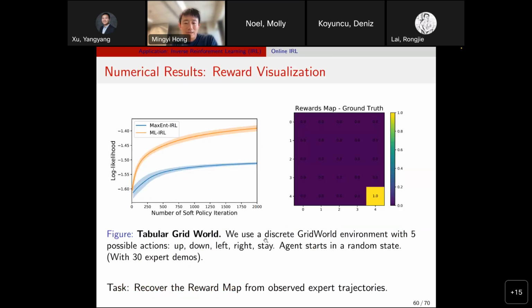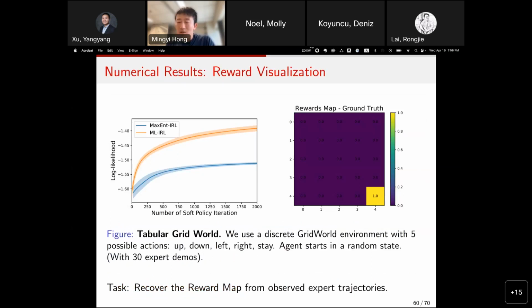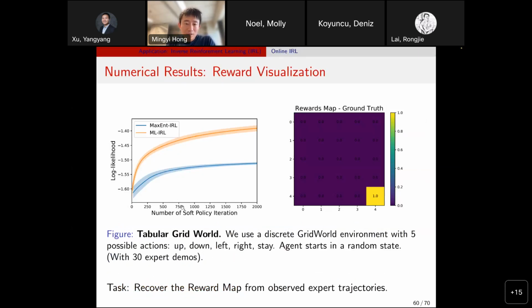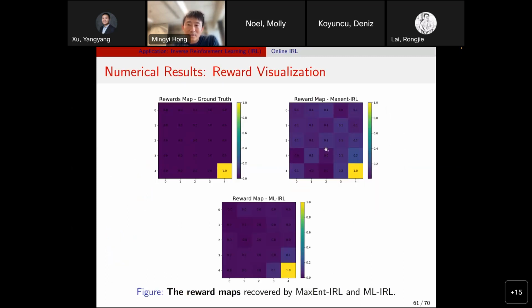Okay, I'll quickly go over the numerical results. This is the tabular grid world problem where the agent is randomly put on the grid, and only this point has reward 1, and the rest of the places have reward 0. We compare our algorithm with the classical algorithm called max-ENT. We see that the log likelihood is much better compared with the other one. This is the reward map learned from max-ENT. This is the reward learned from our algorithm.